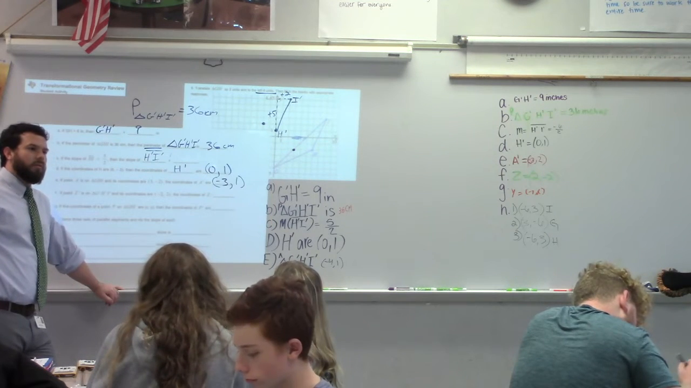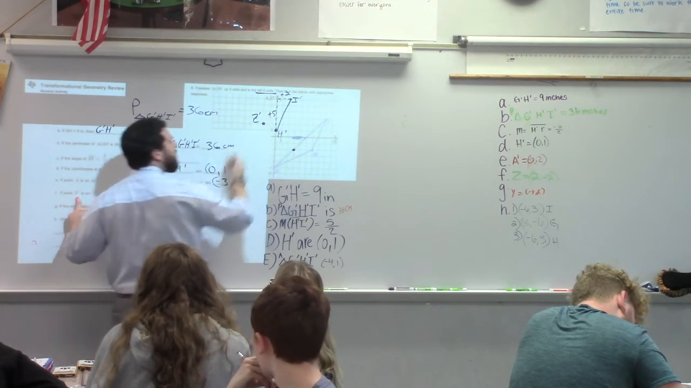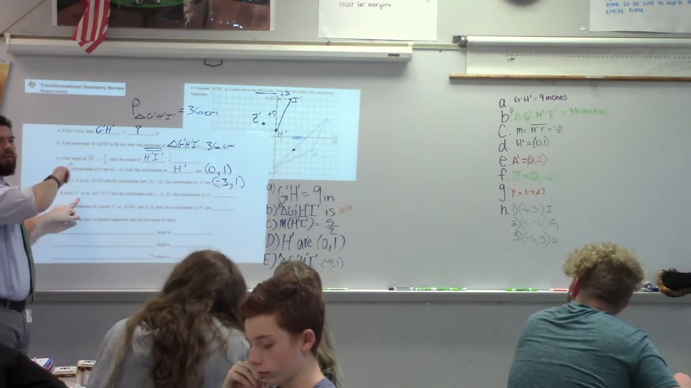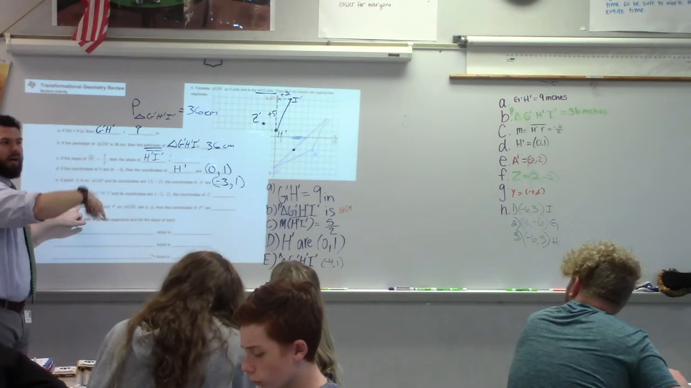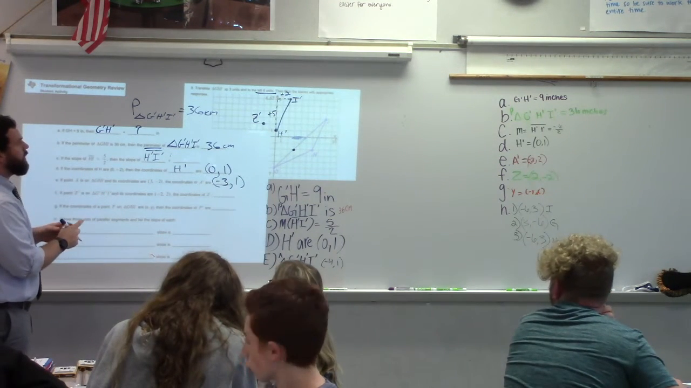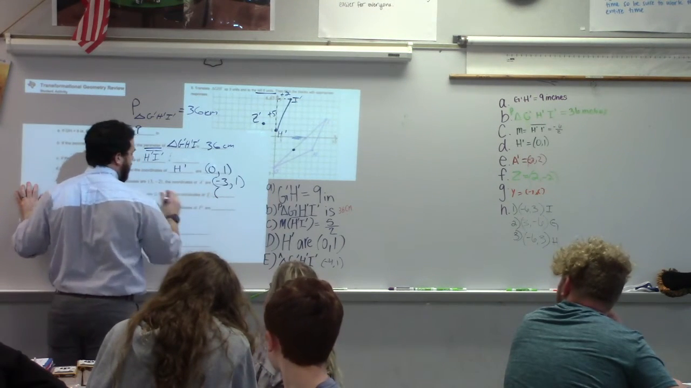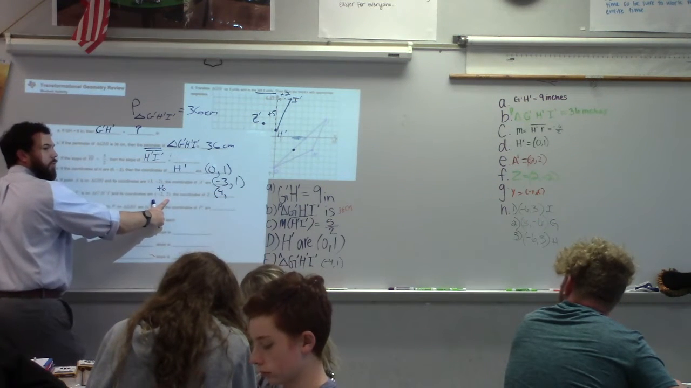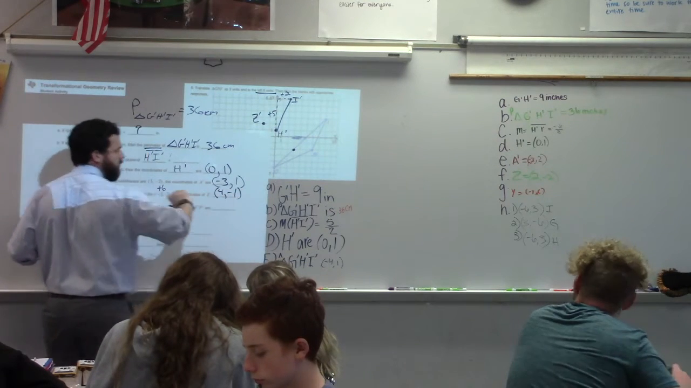Because it's A prime, so then... Please notice, this is A prime, that was after the transformation was done. So we need to go backwards, right? The opposite. We need the opposite of those directions. We need to reverse what happened, right? So notice, instead of subtracting 6, what can I do with negative 2? Add 6 to get 4. Instead of adding 3 to this 2, we would subtract 3. Okay?